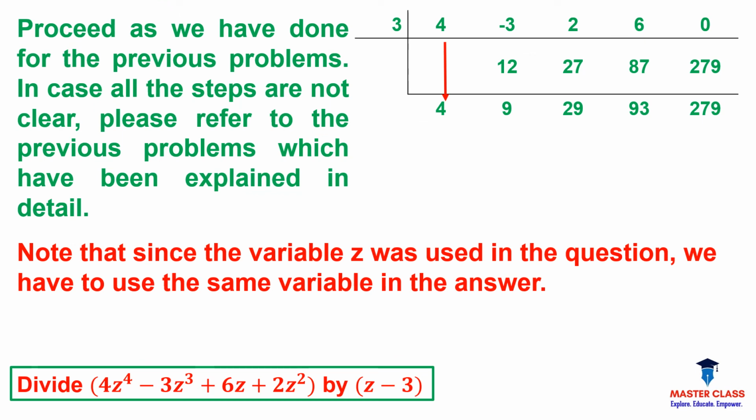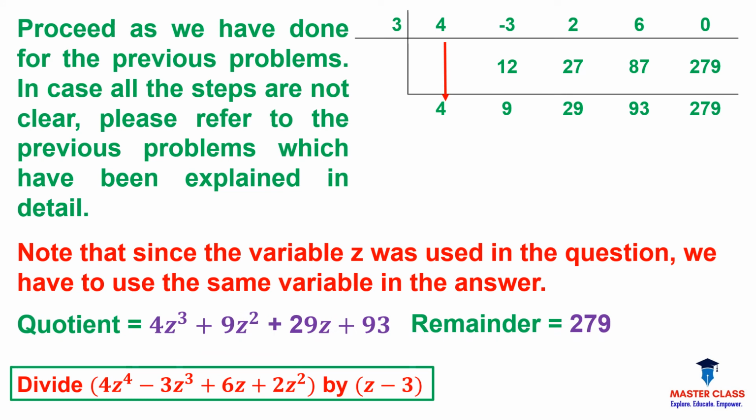Proceed as you have done for the previous problems. In case all the steps are not clear, please refer to the previous problems which have been explained in detail. Note that since the variable z was used in the question, we have to use the same variable in the answer. Therefore, our quotient is 4z cube plus 9z square plus 29z plus 93. The remainder here is 279.